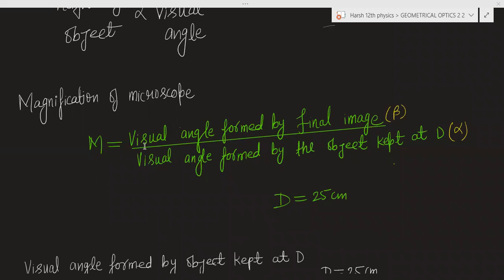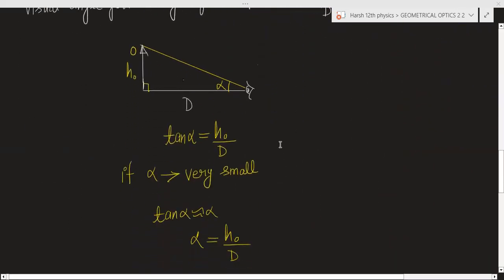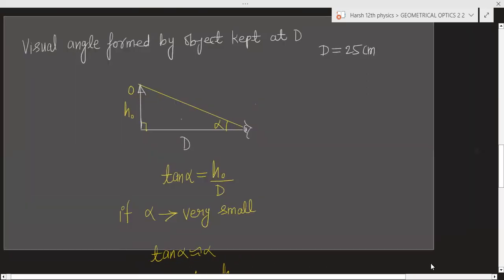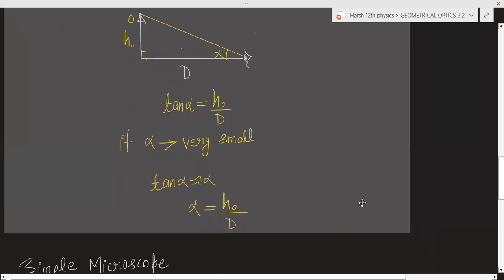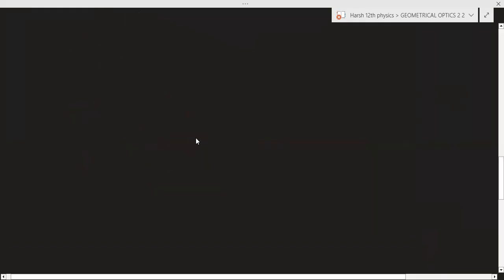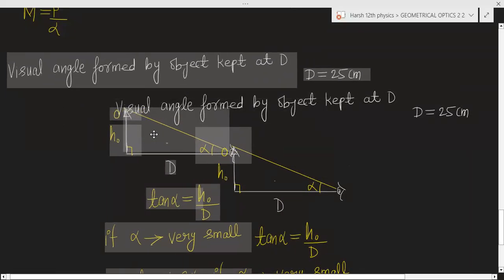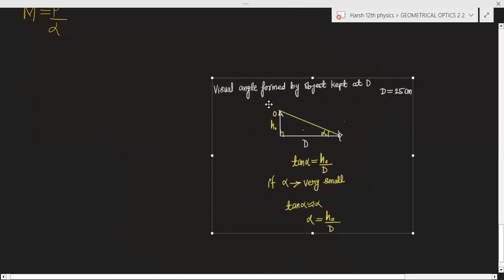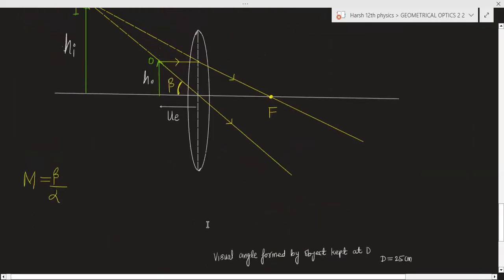Okay. So m is equal to beta by alpha. Now alpha we can find very easily. We will use this concept. This will be the visual angle formed by the object kept at D. So this will be tan alpha. You can find alpha from here. But beta, how will you find beta?